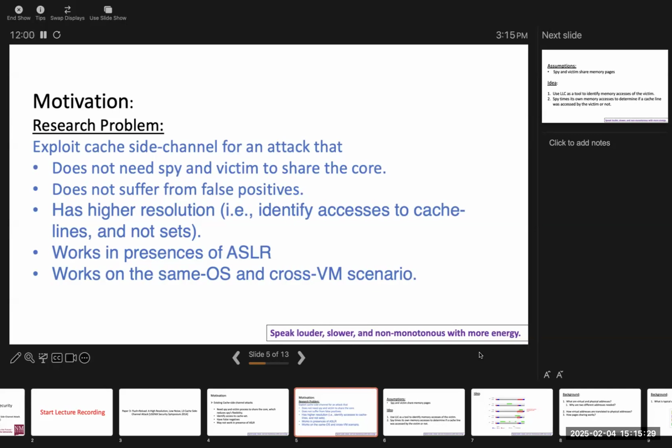And it can work when your spy and your victim process are running on the same OS, or even when your spy is running on one virtual machine but your victim is running on a different virtual machine.